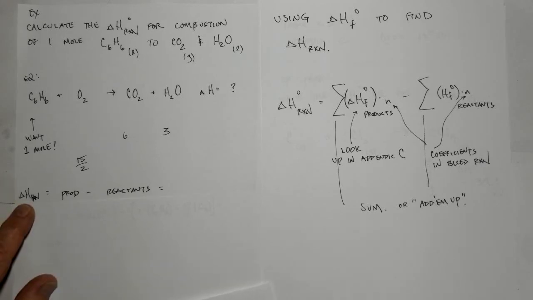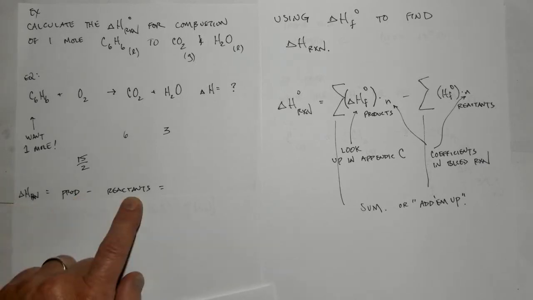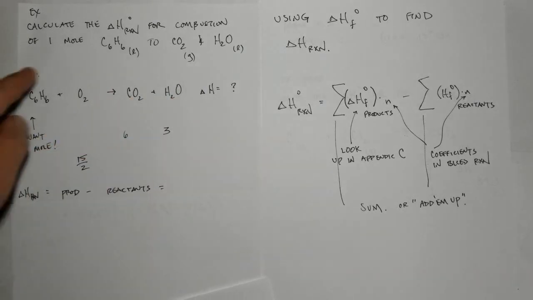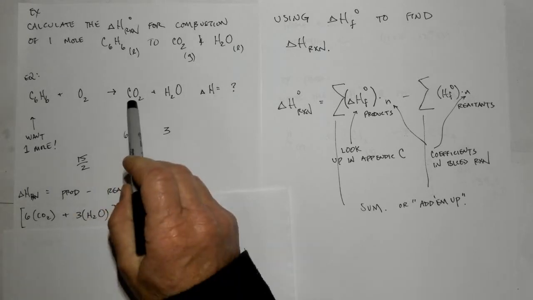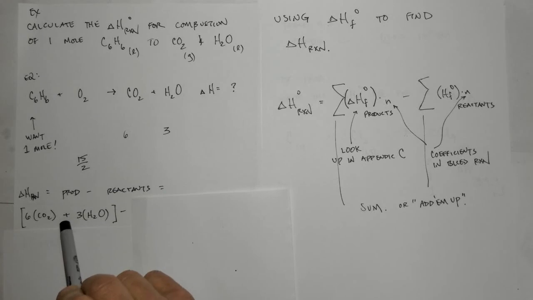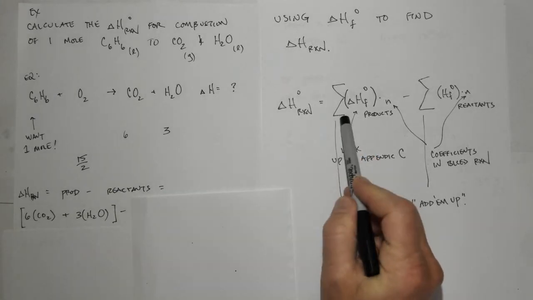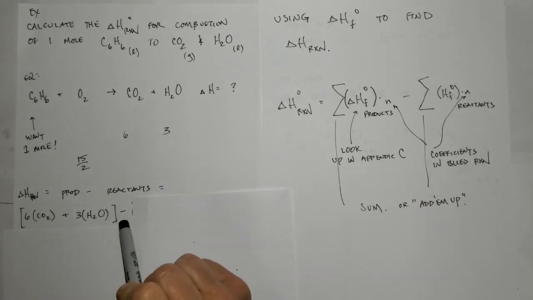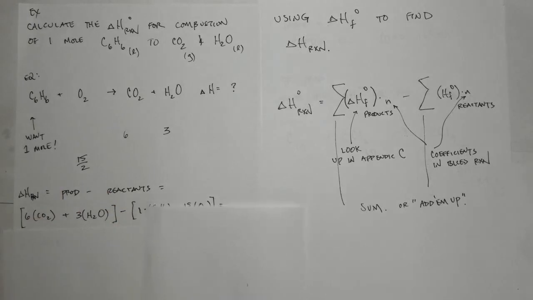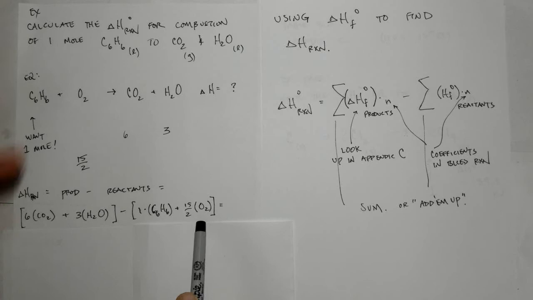The enthalpy of reaction is equal to the products minus the reactants, so these guys minus these guys right here, and numerically we will take 6 times the CO2, because there's 6 of them, plus, because remember we want to add them up, because that's what this big sigma symbol right here means, 3 times whatever water is, minus the reactants, and the reactant is C6H6, so times 1, plus 15 halves O2, so 15 halves times whatever oxygen is.